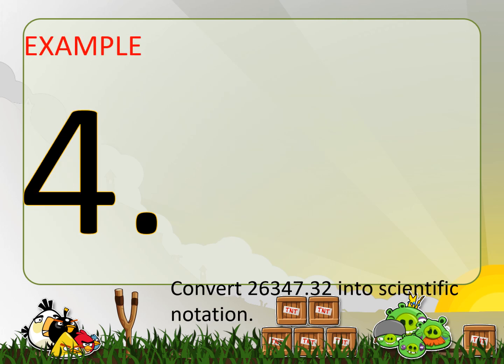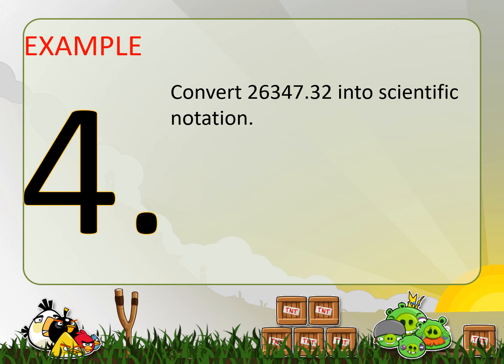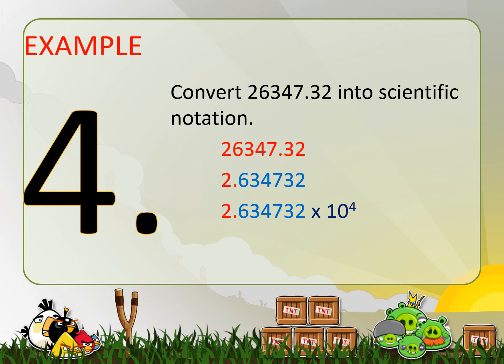Example number 4. Convert 26,347.32 into scientific notation. Position the decimal point to get a number between 1 to 9. Count the number of places the decimal point moves to get a number between 1 to 9. Write the number as a product between 1 and 9 to a power of 10 using the number of spaces the decimal point moves as your exponent. Lastly, get the two decimal places. Since the decimal point was moved to the left, the exponent is positive.